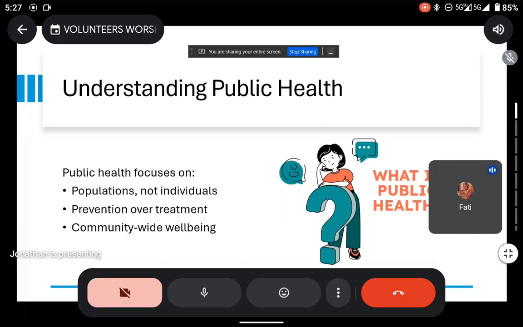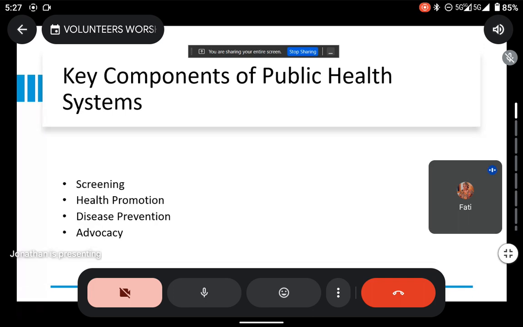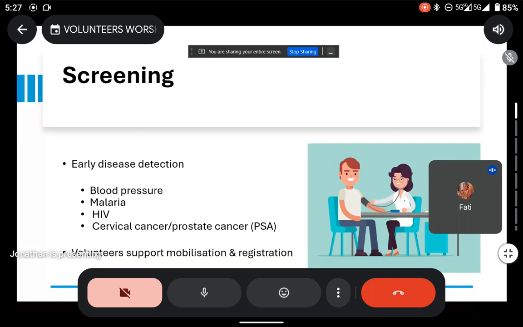So let's break it down into four key components or areas of public health. When we say public health, what exactly goes into it? It is screening, health promotion, disease prevention, and what? Advocacy. So we'll take it one by one.